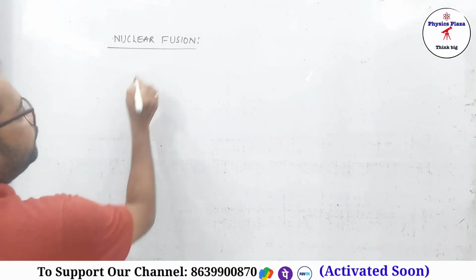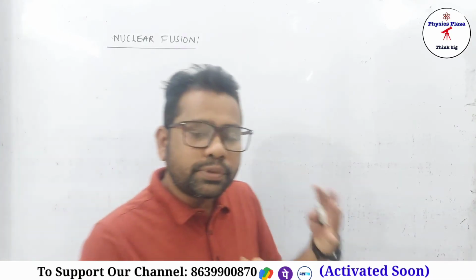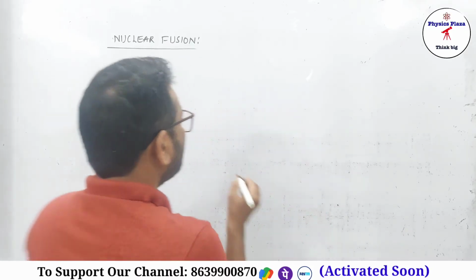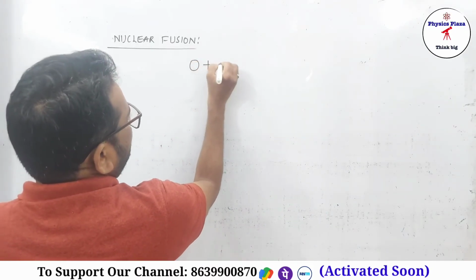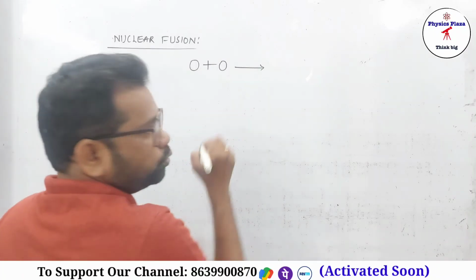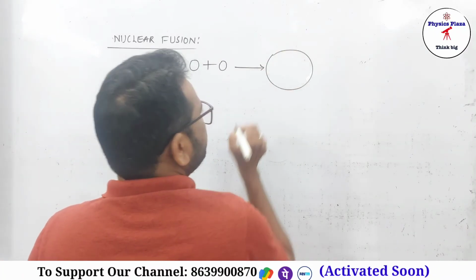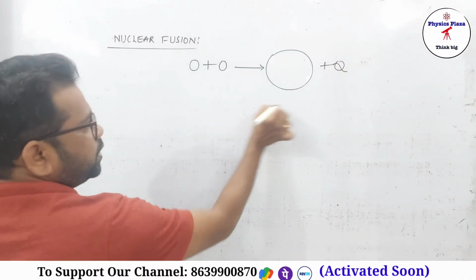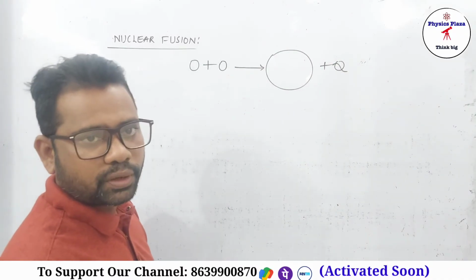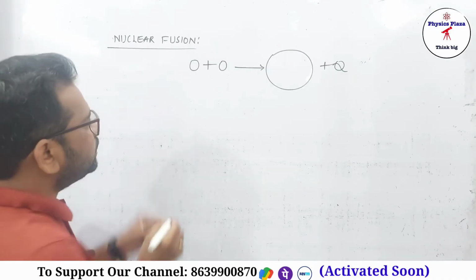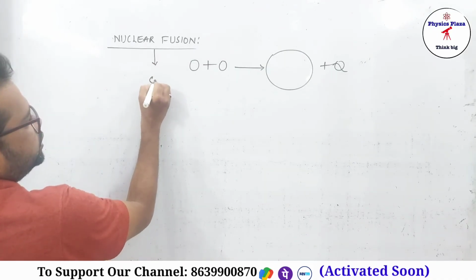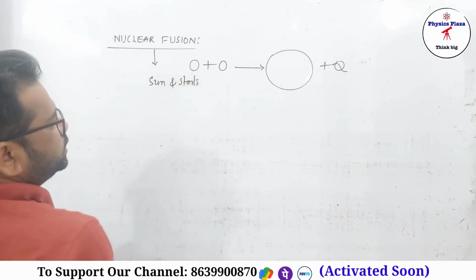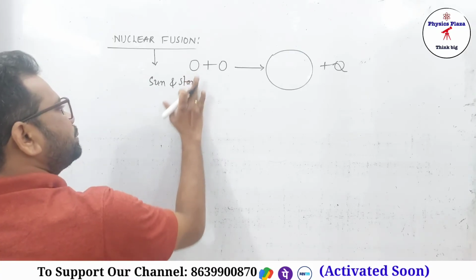Okay, fine. Nuclear fusion, children. Fusion means quite the opposite of fission. In fission, a heavy nucleus gets split, but here two smaller nuclei get fused and form a heavy nucleus. In this process also some amount of energy is released. This process we call nuclear fusion. This is the main reason for the energy production in the sun and stars.